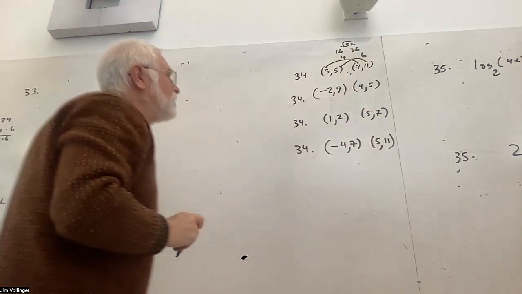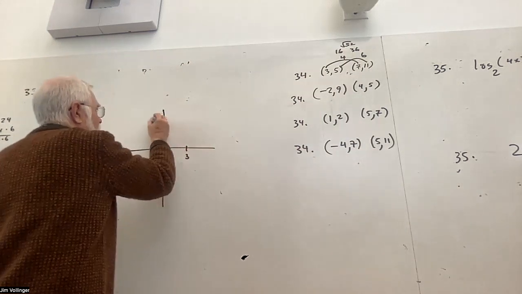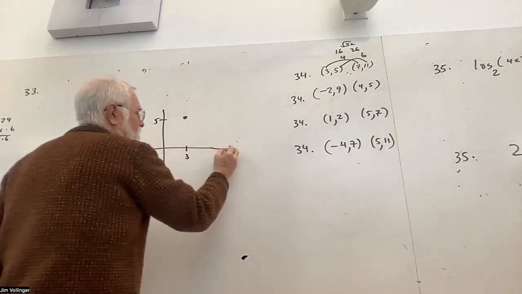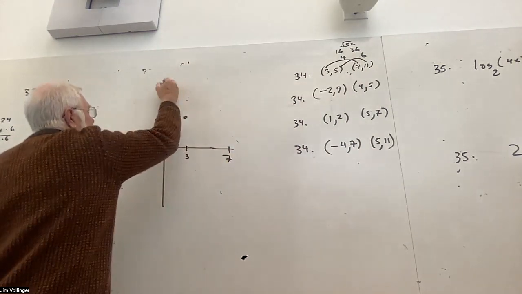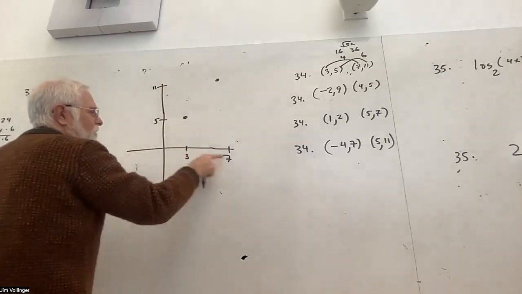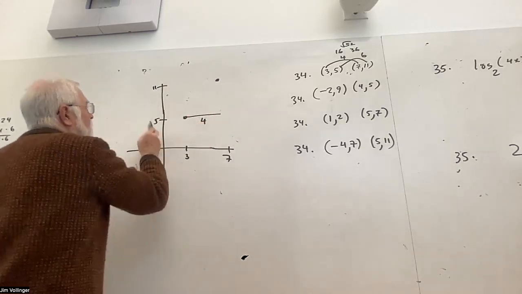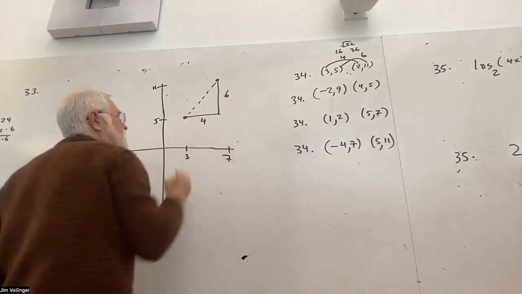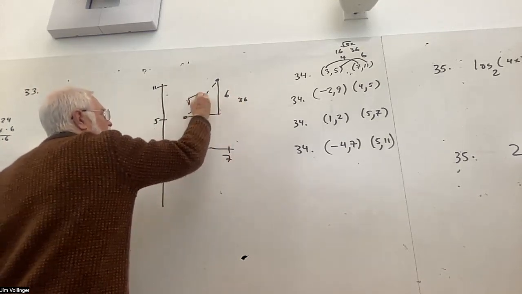Okay. Now, let's actually plot 3, 5. Let's call that 3, let's call that 5. Boom. Let's plot 7, 11. 7 is over here, up 4 units, right? 11 is up 6. So 7, 11 is here. All right, so how do you get from 3 to 7? Over 4. How do you get from 5 to 11? Up 6. And so what is that distance? 16, 36, 52, square root of 52.